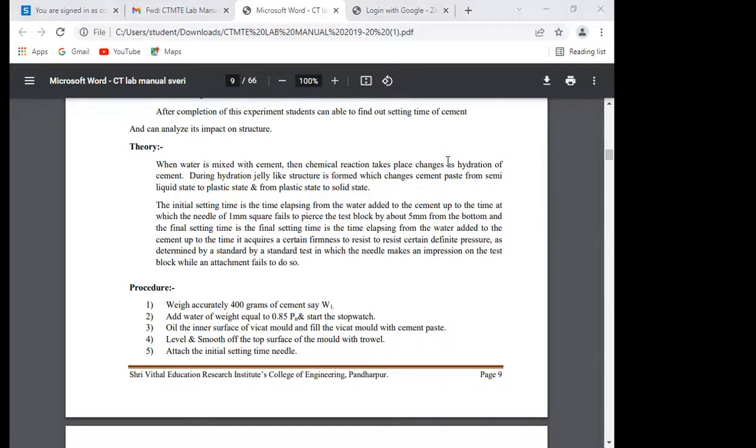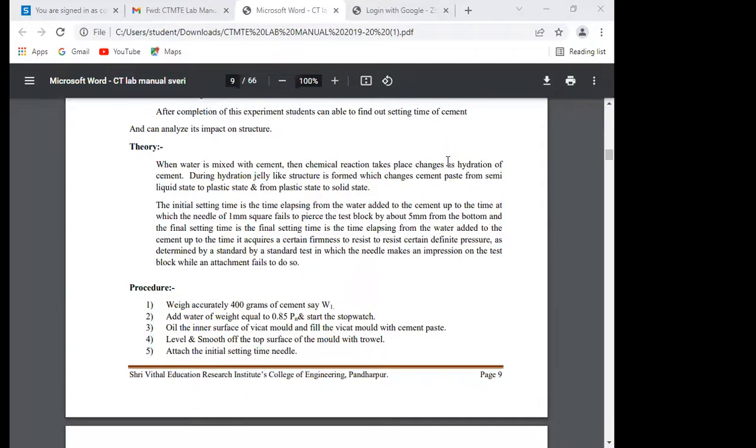I think you have done this practical in your diploma also. So you have seen the area of that initial setting time needle is 1 mm square. Okay, and you have to apply the initial setting time needle to the Vicat mold. The procedure is the same as in your standard consistency test. Just a small difference. In case of the standard consistency test, we are going to calculate the amount of water which is required to make a good workable paste.